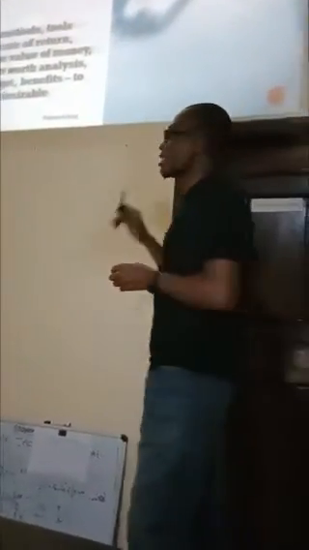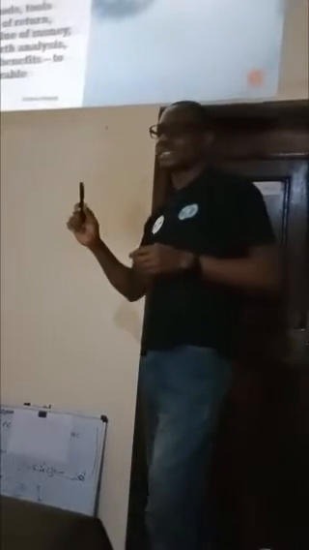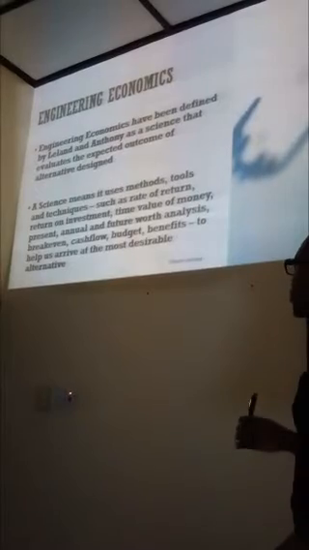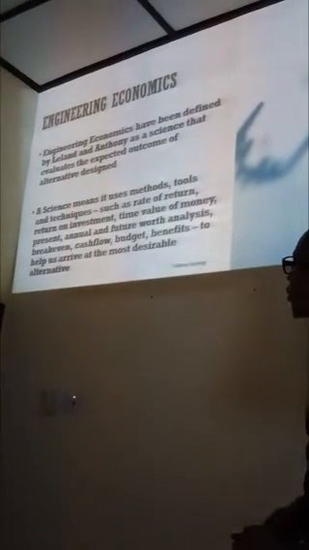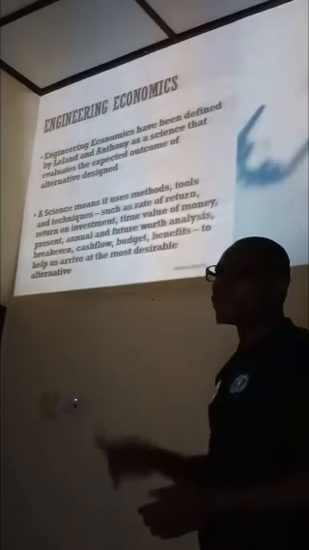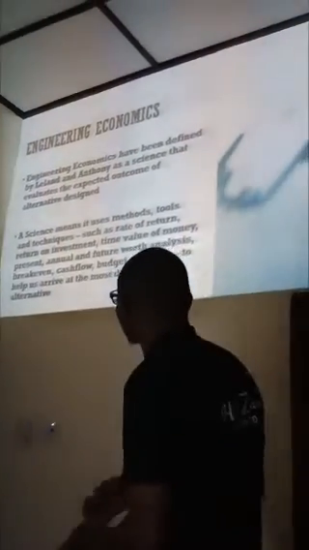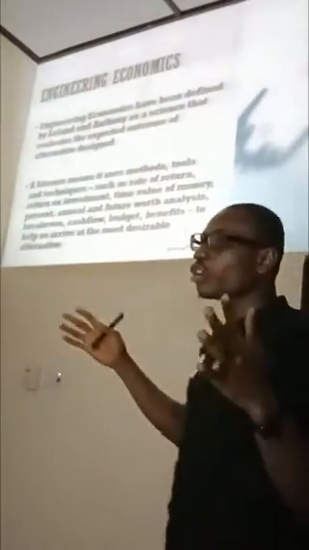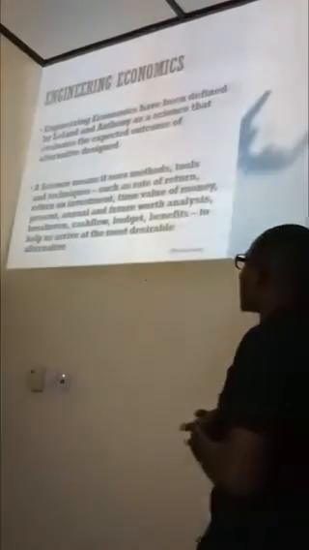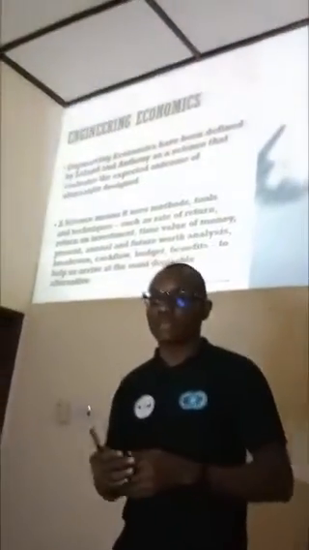And mind you, as a science, it means that it uses methods, tools and techniques. Science uses methods, tools, and techniques. What are those tools that I use? You use tools like the rate of return, the return on investment, the time value of money, the present, the annual, the future worth analysis, break even, cash flow, budget, benefit and cost. You use all these tools to help us to arrive at a more desirable alternative. Right? Are we together? Yeah.